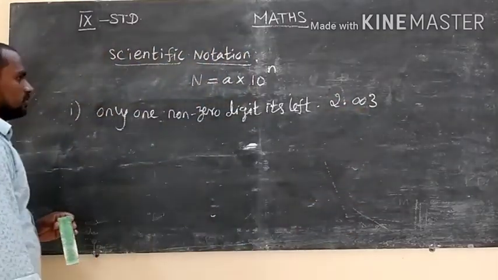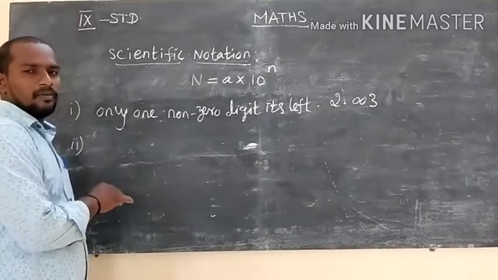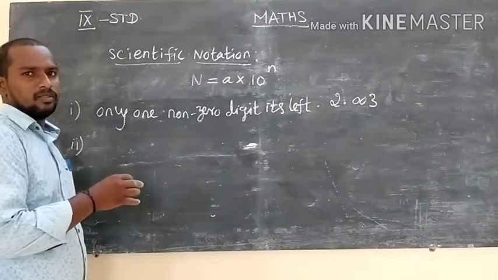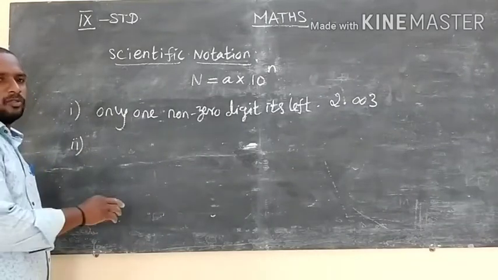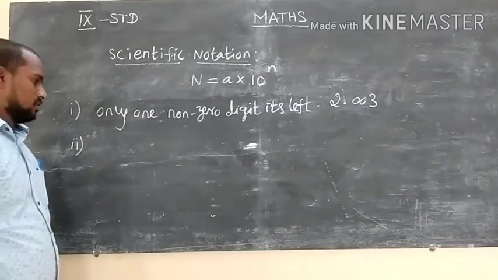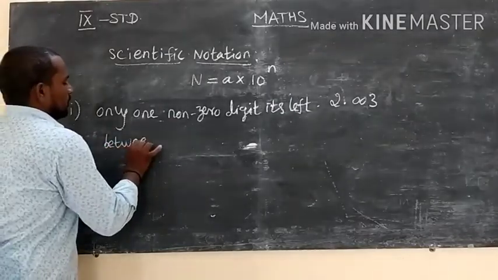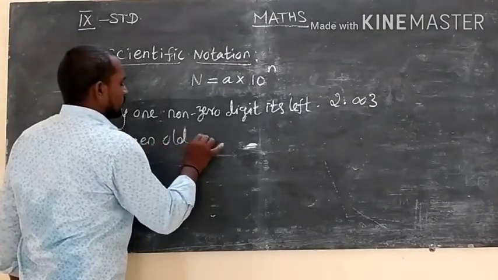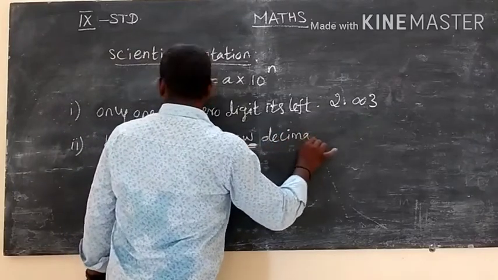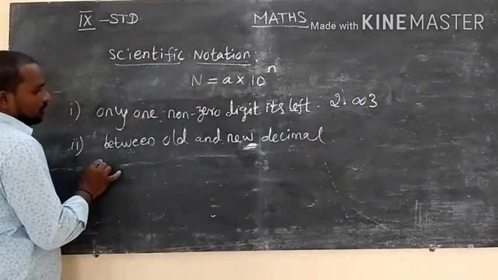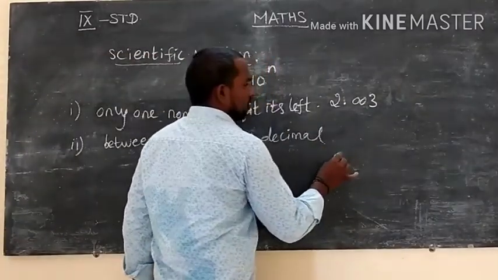The second condition is to count the number of digits between the old and new decimal. It gives n, the power of 10. The second condition is: between the old and new decimal. This is your second condition in short form.